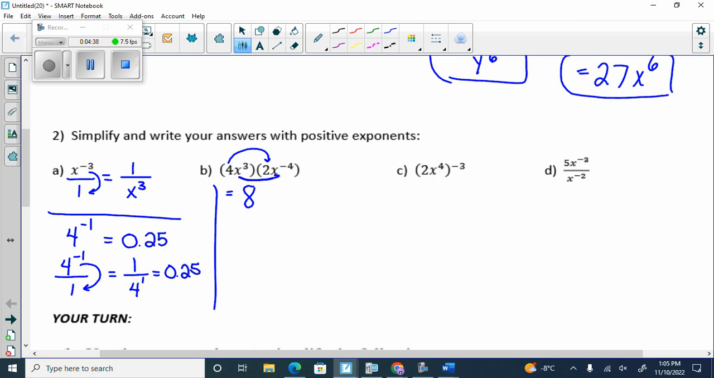X cubed times x to the 4 is x to the, what am I going to do with my exponents? Yeah, negative 1, I'm going to add them.